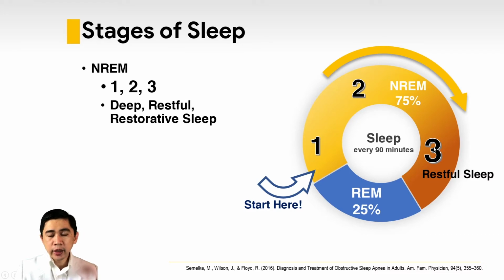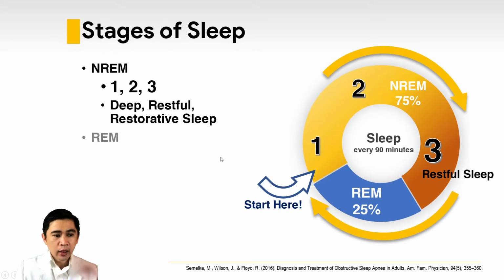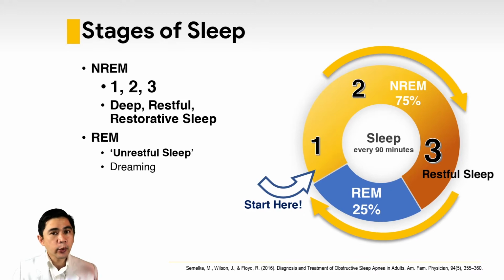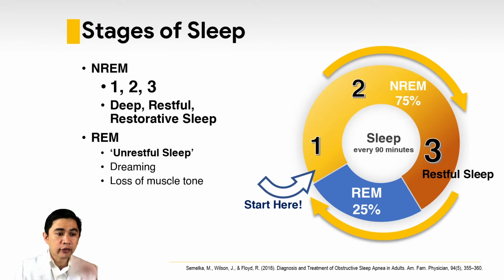Then after the stage 3 NREM, we will go into a phase called the REM sleep. And this is what is considered to be the unrestful sleep, wherein you are dreaming, and thus your brain waves are very similar to that of the waking stage. However, you don't have muscle tone. There is a loss of muscle tone, probably because it should avoid your body acting out your dreams. So the cycle of NREM 1, 2, and 3, then REM, this cycle every 90 minutes.